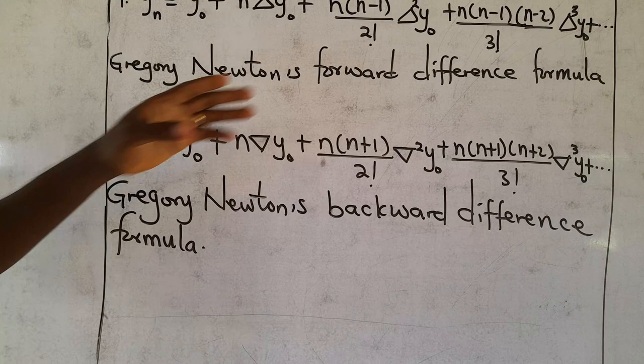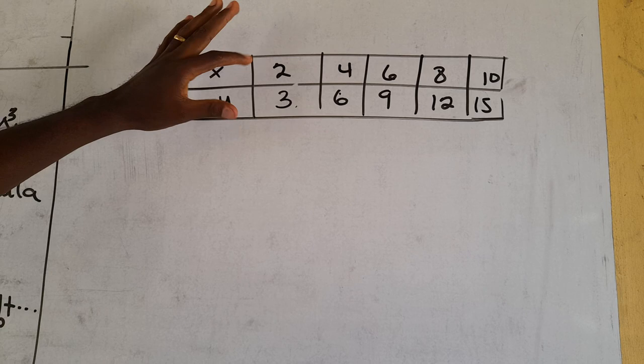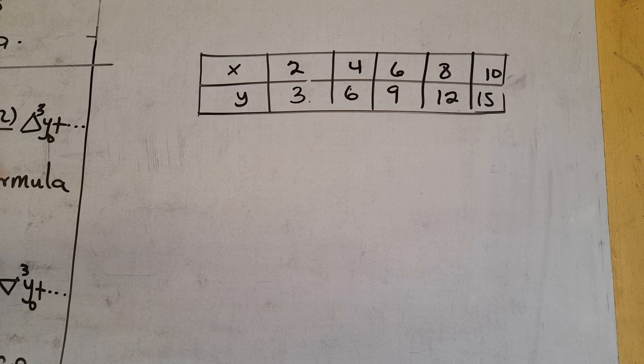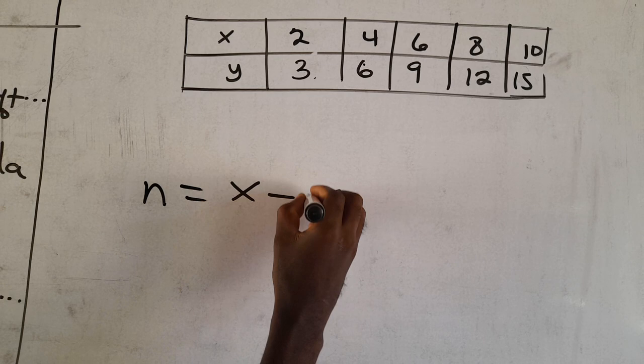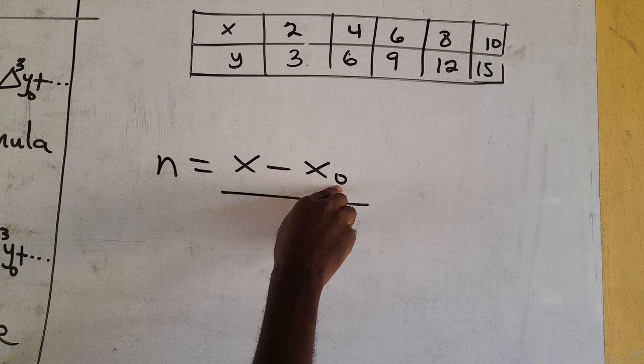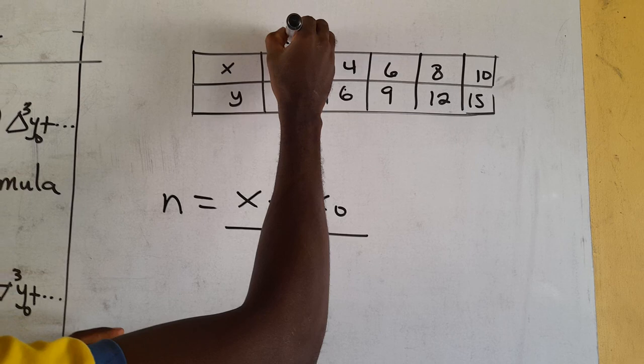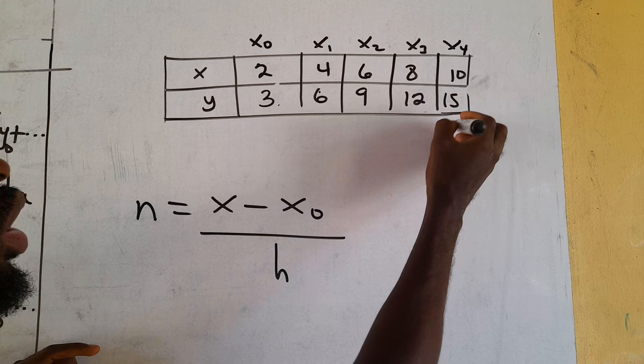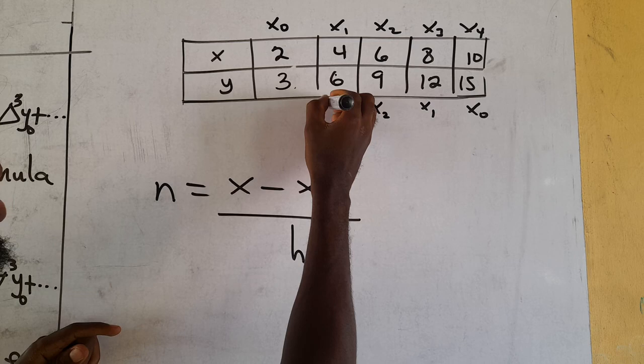In case we have a table like this, where there is a formula or a polynomial function connecting x and y, our n is given by x minus x naught all over h. What's our x? Our x is any given value. But our x naught is the value here. This is our x naught, x1, x2, x3, and x4. This can also be x naught, x1, x2, x3, and x4.